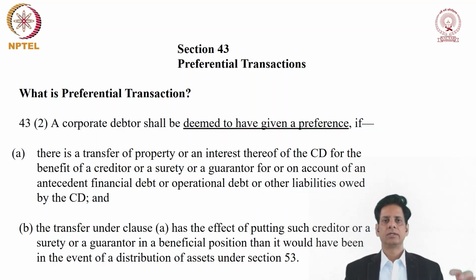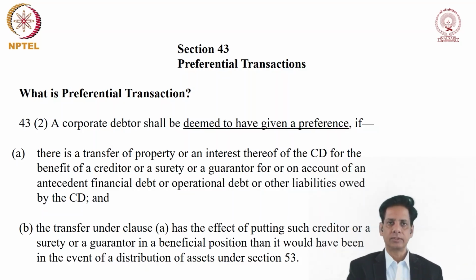That means there were certain debts that have already been created between the CD and the creditor, and now the CD gets into some arrangement with the creditor to give him a special position within the company so that at the time of liquidation or CIRP, this creditor will certainly be in a better position than what he was before.